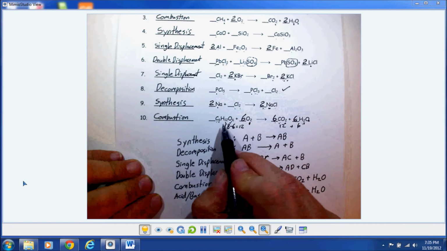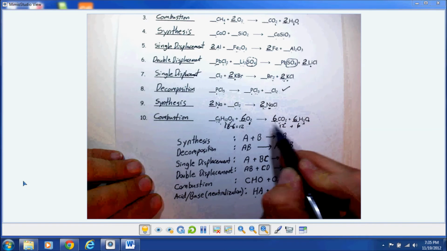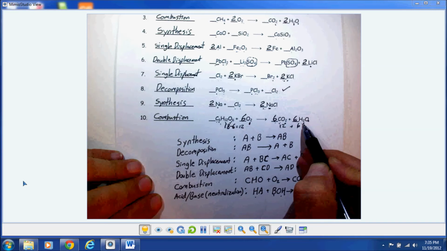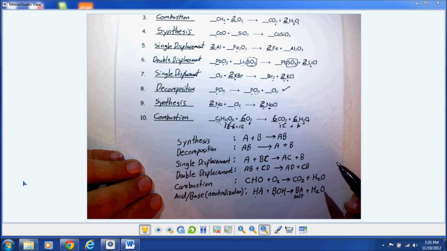So we have 1 glucose plus 6 oxygen yields 6 carbon dioxide plus 6 water molecules. I hope everybody did well on this assignment.